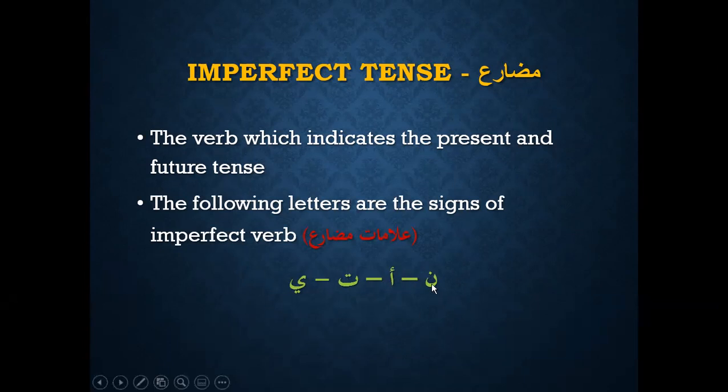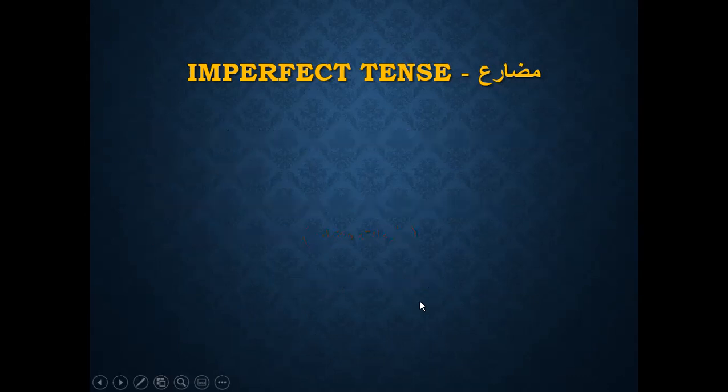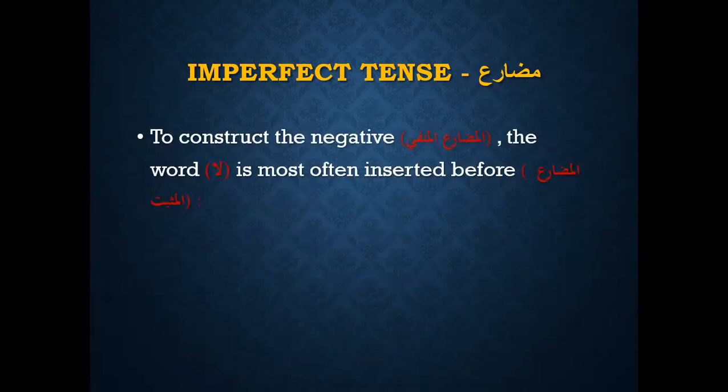So just remember noon, hamza, ta, and ya. Or you can say atain, alif ta ya noon. Those women came. Atain, hamza ta ya noon. These are put at the beginning of a verb, and these are the signs of mudari.